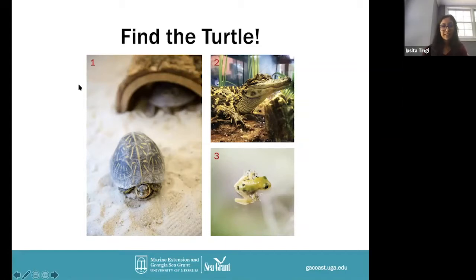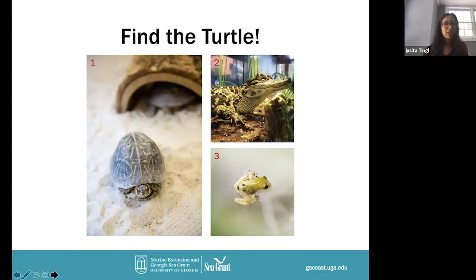So what do we have here? Now our third picture is a frog. A frog has lungs like a turtle, but it doesn't have scales. And additionally, frogs have squishy jelly eggs. Alligator is the second picture. Now these alligators do have scales, but they don't have a shell like the turtle. And the first one's a turtle. And why is it a turtle? Well, it has lungs, it has scales, it has a shell, and it has 4 limbs.